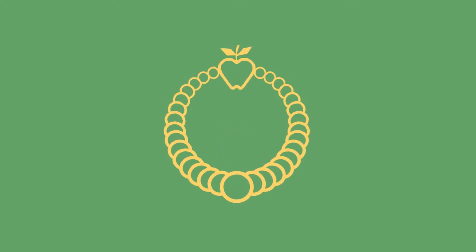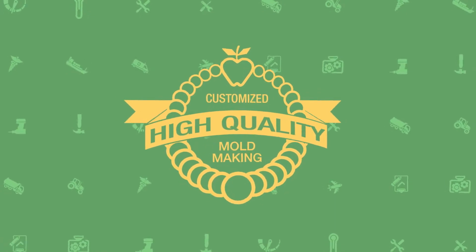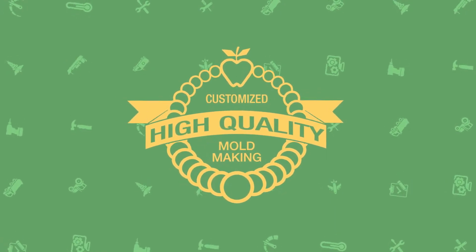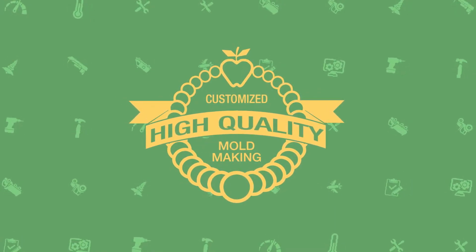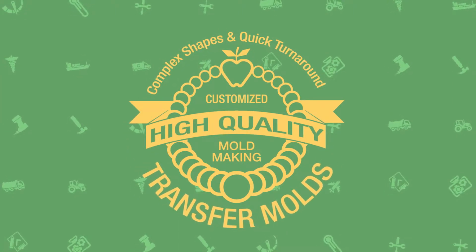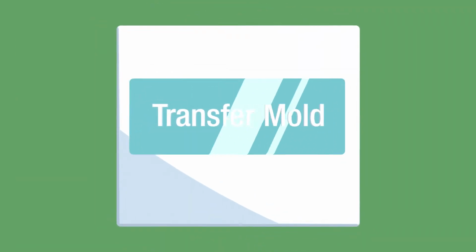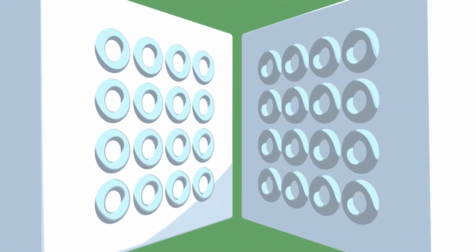Apple Rubber engineers use a number of mold-making machines to produce customized, high-quality parts. When customers need thin-walled molds or complex shapes with quick turnaround times, we rely on transfer molding to deliver the speed and results their applications require. Transfer molds contain a high cavity count and vary in size and shape.